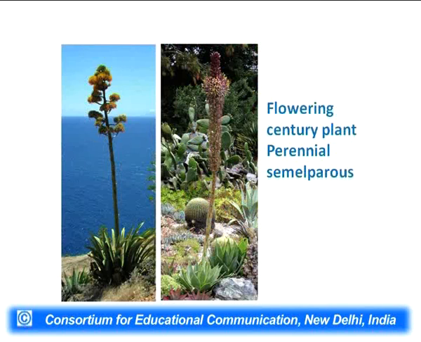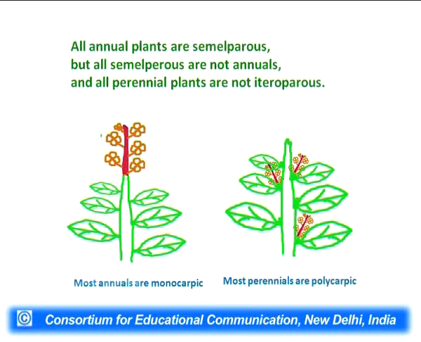There is still more perennial semelparous, and one example is the century plant. It's a perennial but semelparous plant. So what I have told you here is that all annual plants are semelparous, but all semelparous are not annuals, and all perennial plants are also not iteroparous. So there is a good amount of variation in nature.